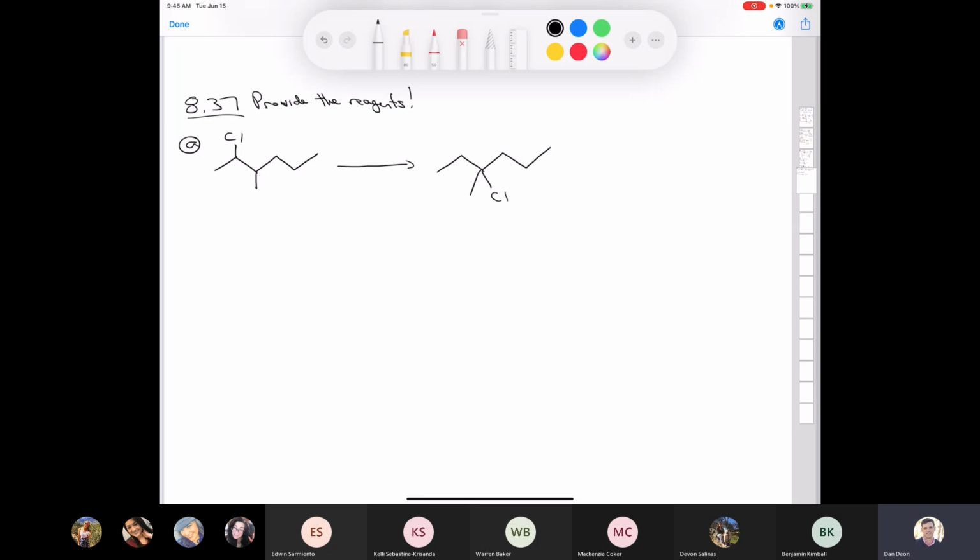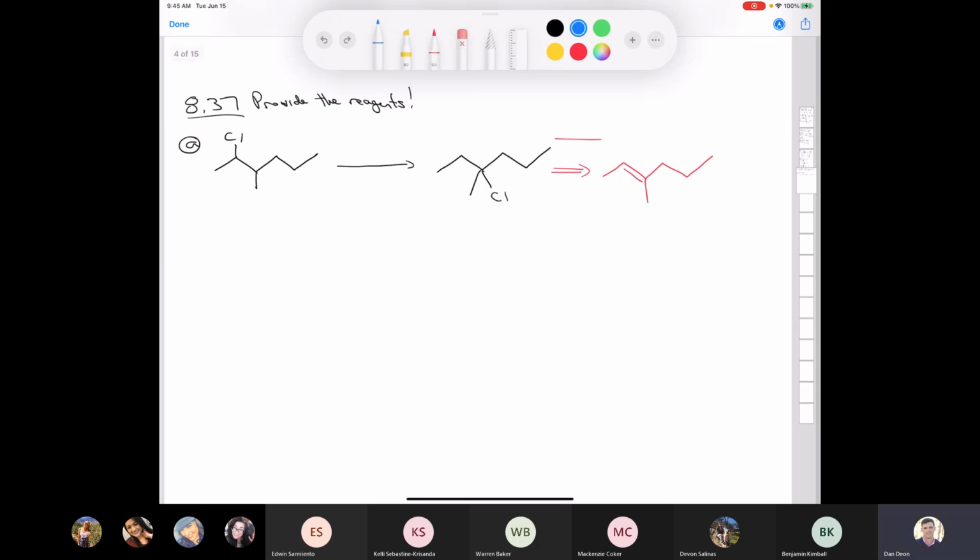Well, I like to think about these kinds of questions in terms of retrosynthesis, because I know that if I could make this alkene, all I would have to do is a Markovnikov addition of HCl across that double bond, right? Markovnikov addition of HCl this way will give me my desired product. So then the question becomes, well, how would I get from here to here?